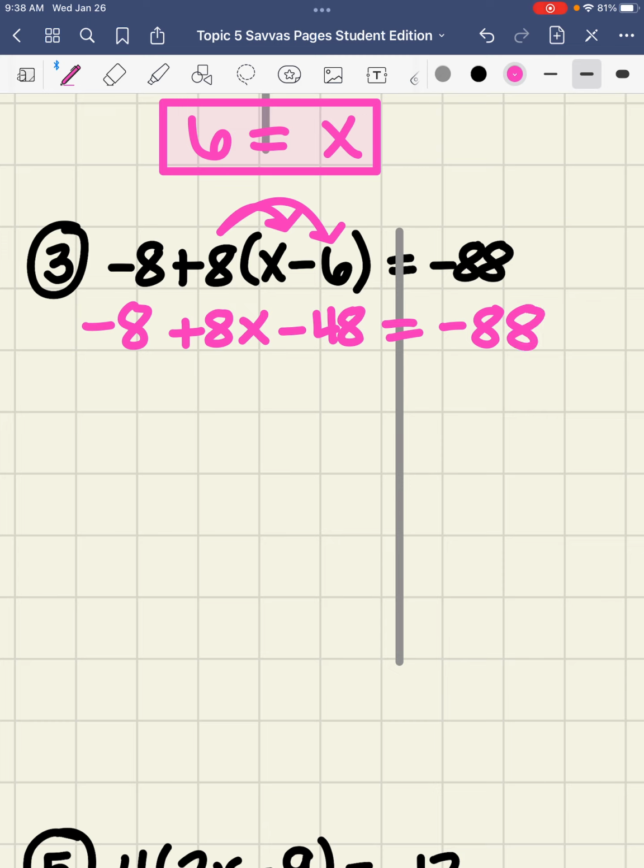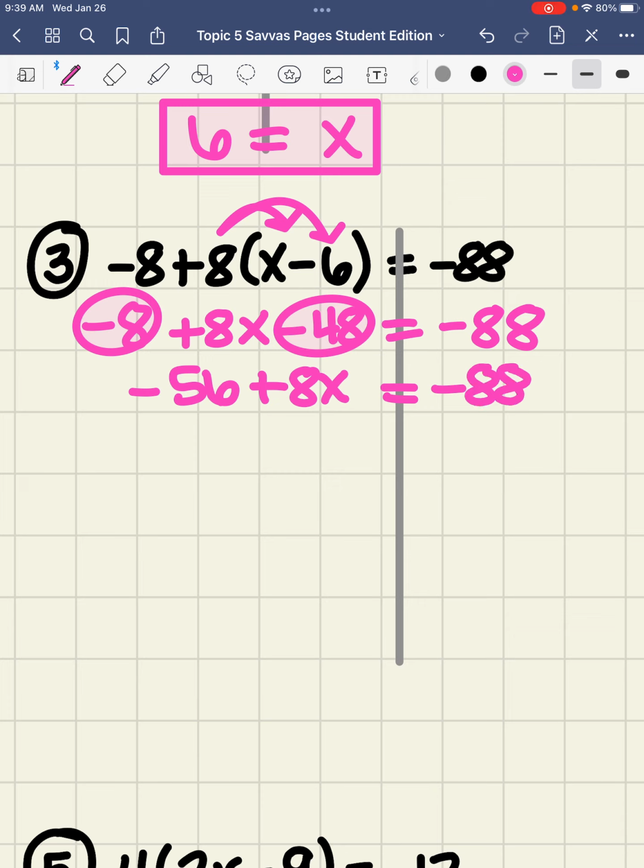Now, are there like terms that I can combine? That answer is yes. So negative 8 minus 48, those are like terms to combine. So negative 8 minus 48 is going to be negative 56. So I have negative 56 plus 8x equals negative 88. Now, to get that x by itself, the first inverse operation I need to do is add 56 on both sides.